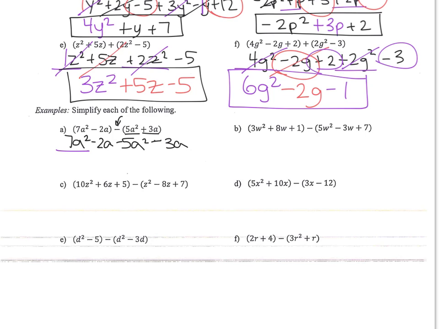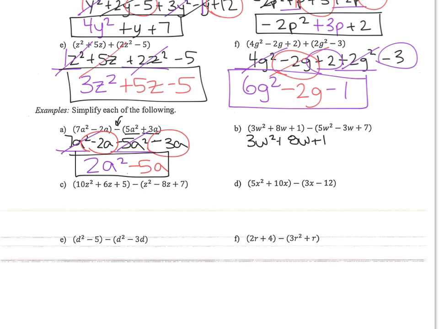So 7a squared minus 5a squared is 2a squared, cross, cross. Negative 2a and negative 3a is negative 5a's. And there's my answer. So letter B has a negative as well. So I'm going to rewrite this one. 3w squared plus 8w plus 1. And now I'm going to make each one of these opposite. So negative 5w squared plus 3w minus 7.